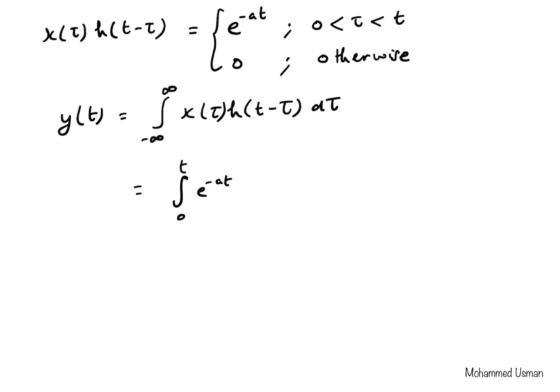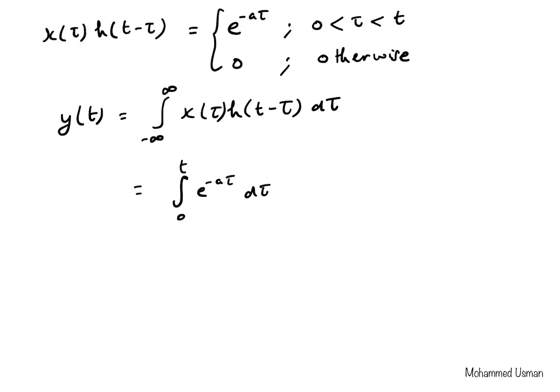So it's e power minus a tau, not t, because we are writing it in terms of tau. So even here I have to make that correction. So it's e power minus a tau d tau, right? Here also it should be tau, not t. e power minus a tau when tau is between 0 and t, and 0 otherwise. Now we have just substituted the value of this product where it is non-zero, and we are integrating only in that interval where it is non-zero.